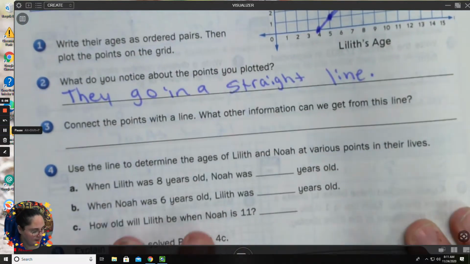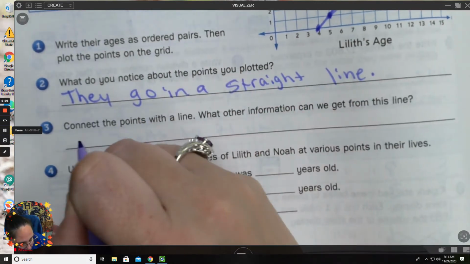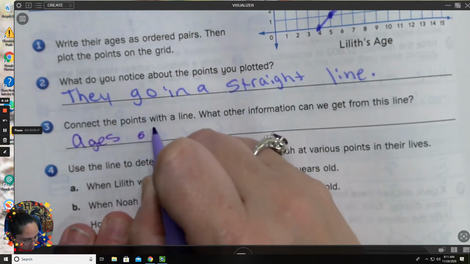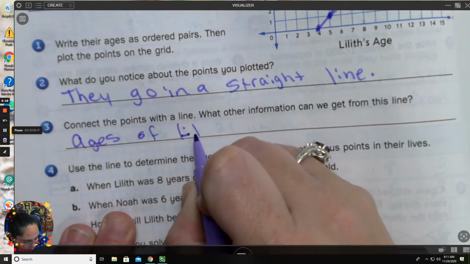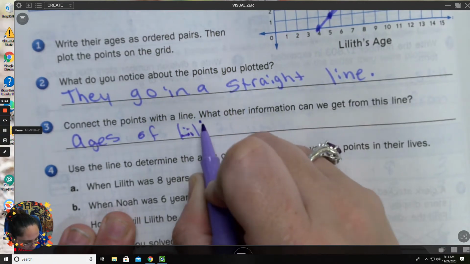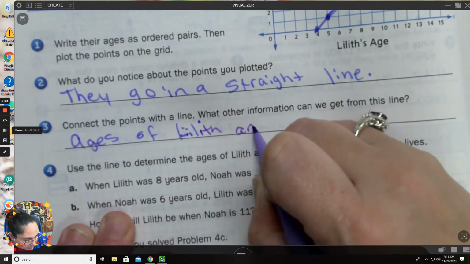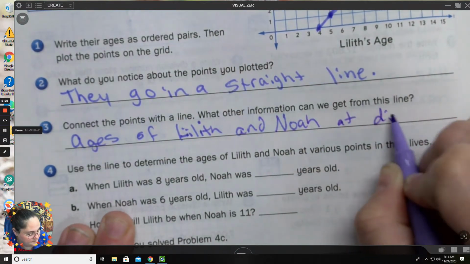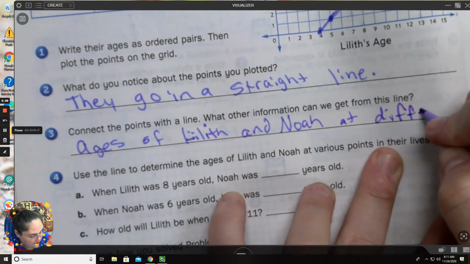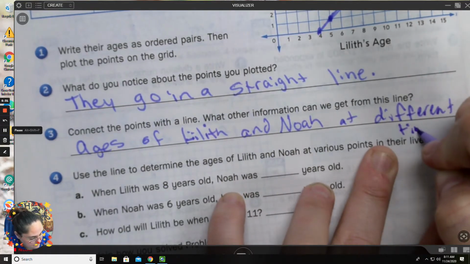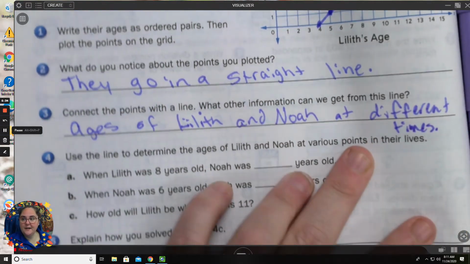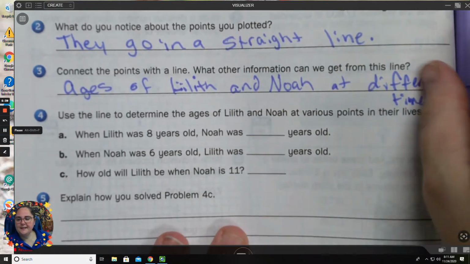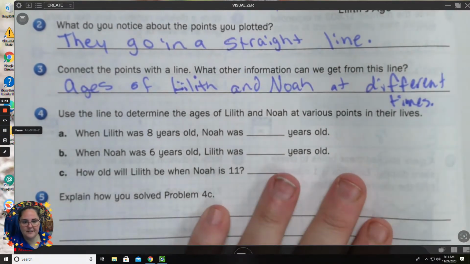So the way that I'm going to write that is I'm going to say I can find the ages of Lilith and Noah at different times. So basically during different times of their life, I can see how old they were. Use this line to determine the ages of Lilith and Noah at various points in their life.